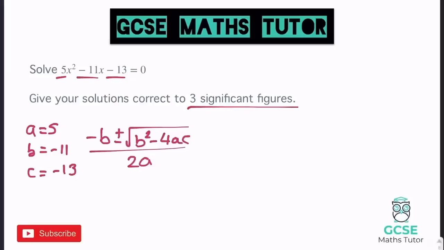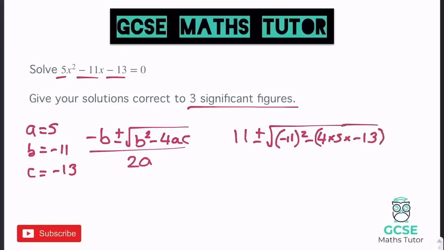So first things first, we just need to put them all in the right place. So minus b will be negative b, and b is already negative, so that becomes positive. So b is 11, plus and minus the square root of b squared, and we're squaring a number here, and it's negative, so stick it in a bracket, minus 11 squared, take away 4 times 5 times negative 13, 4 times a times c. There we go, and you can stick that all in a bracket if you want, just depends on what calculator you're using. And that's all over 2a, which is 2 times 5, which is 10.